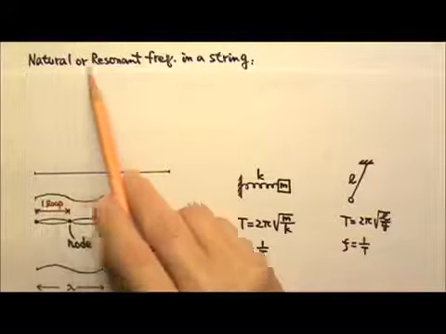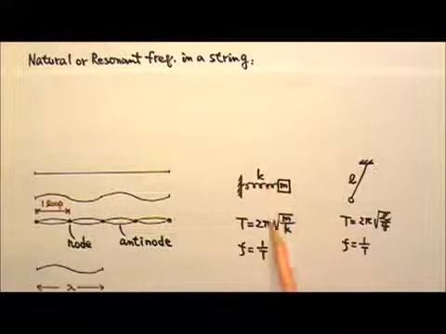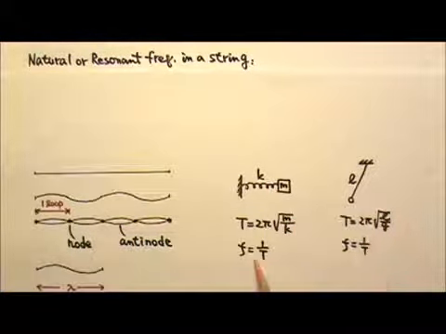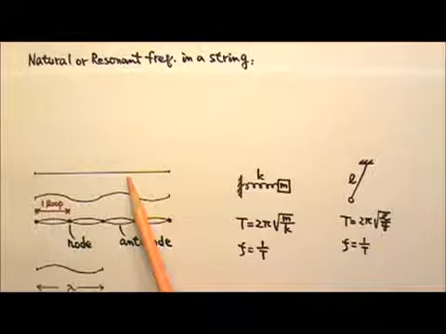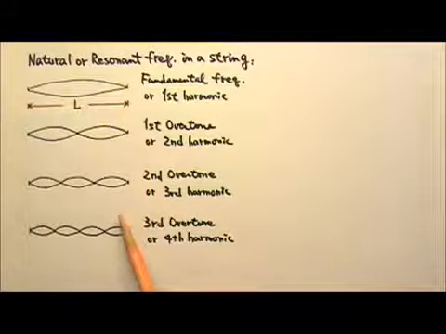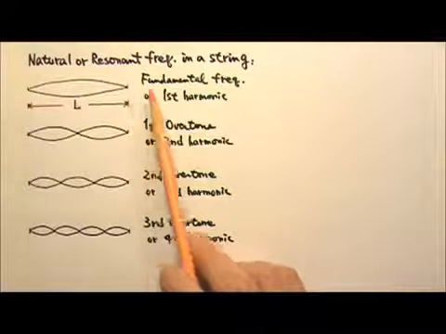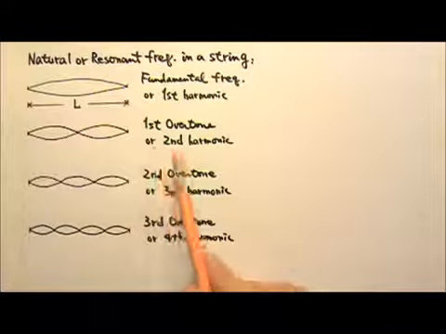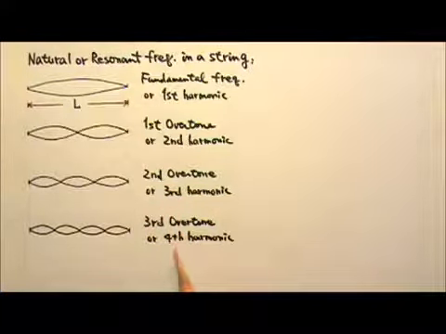Now let's look at the natural or resonant frequencies in a string. Unlike a spring mass system or a simple pendulum that only has one period and therefore one frequency, a string can have an infinite number of resonant frequencies. A string can oscillate in 1, 2, 3, or any whole number of loops. The lowest resonant frequency has 1 loop, and it is called the fundamental frequency or first harmonic. 2 loops would be the second harmonic, 3 loops the third harmonic, 4 loops the fourth harmonic, etc.